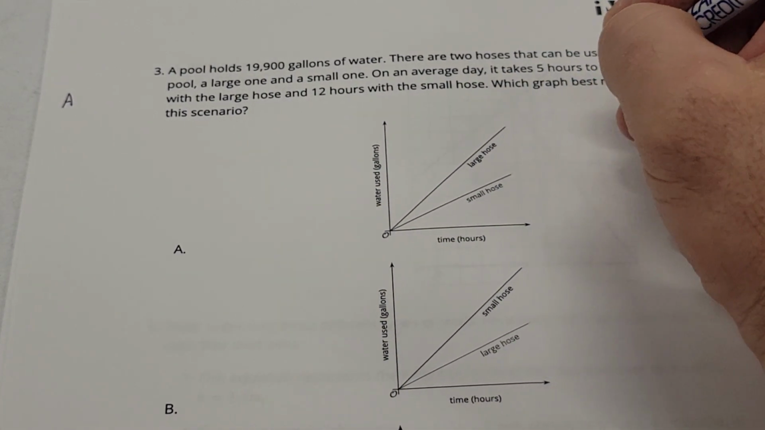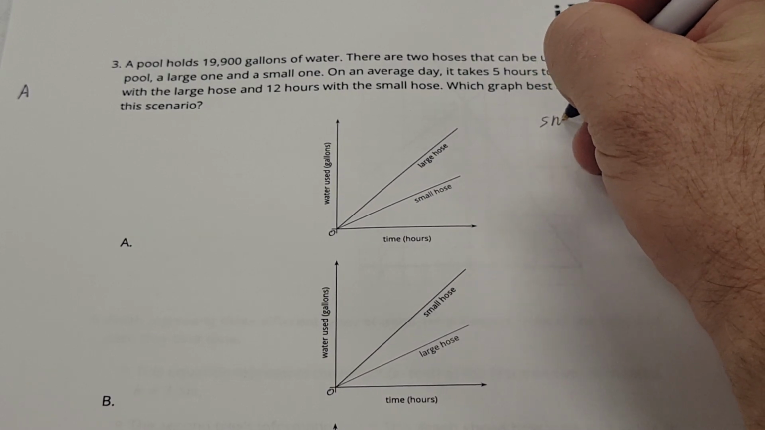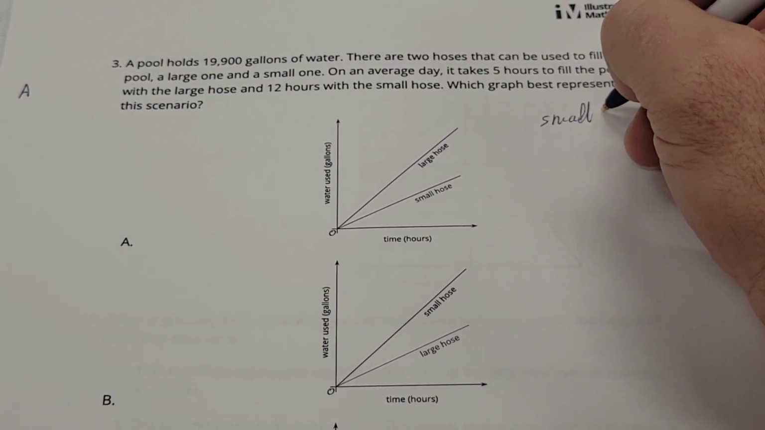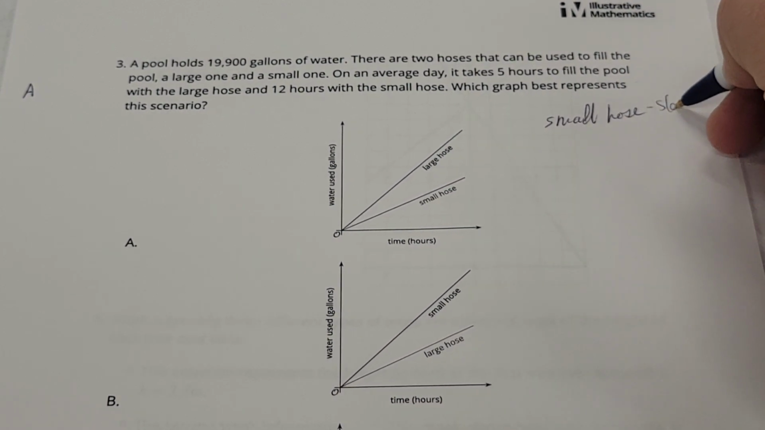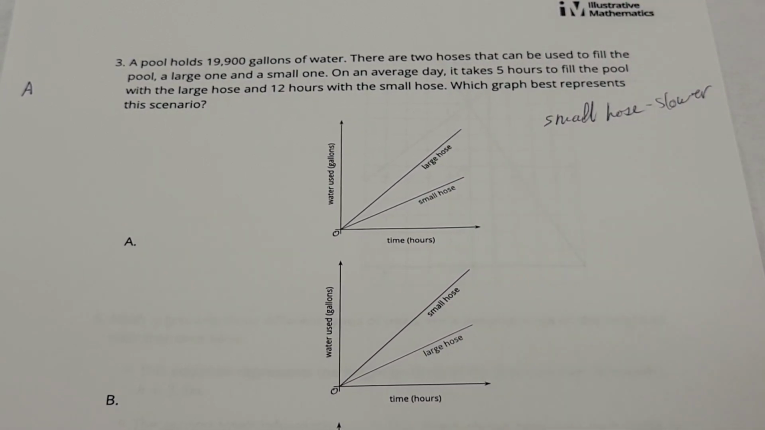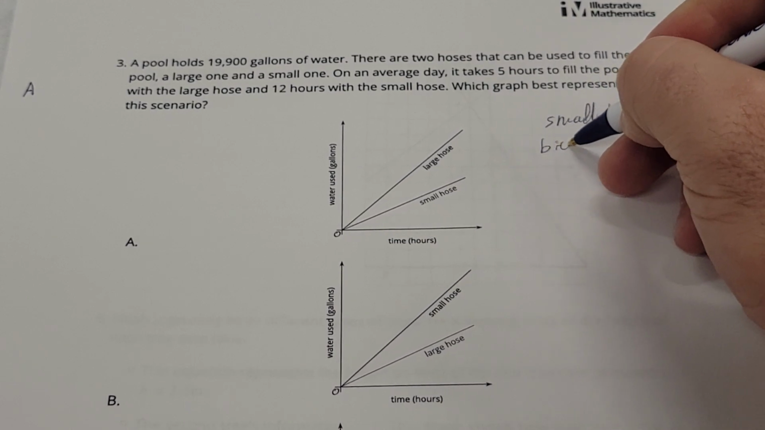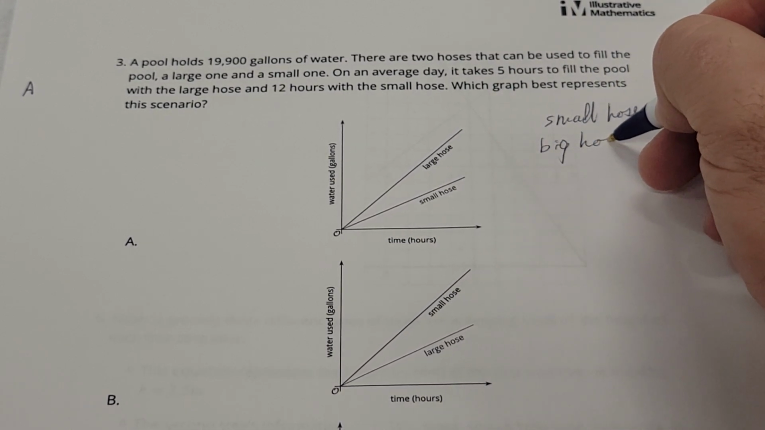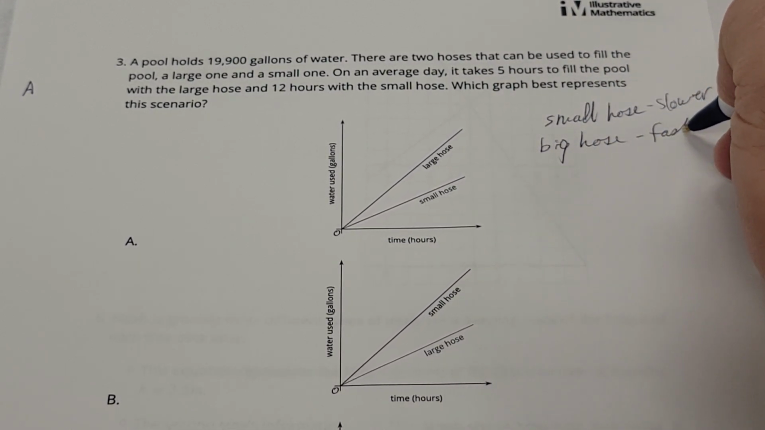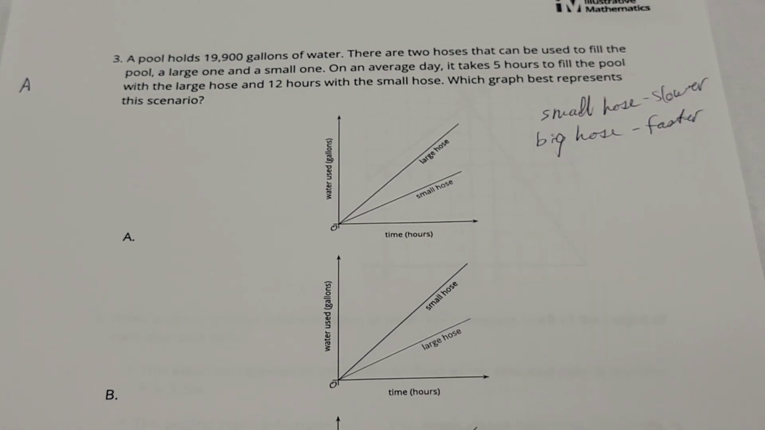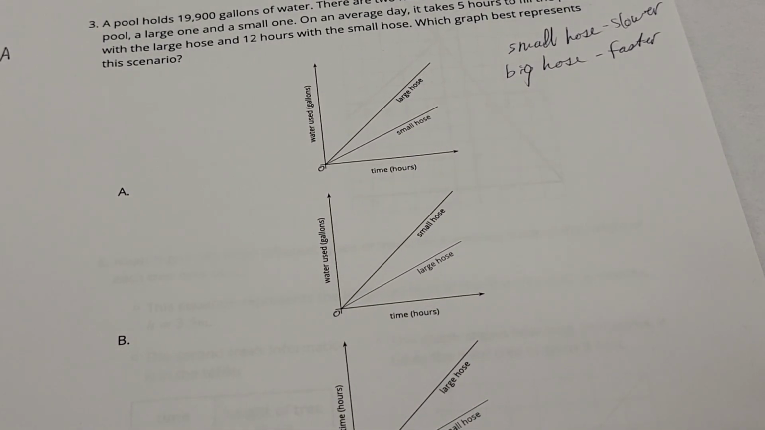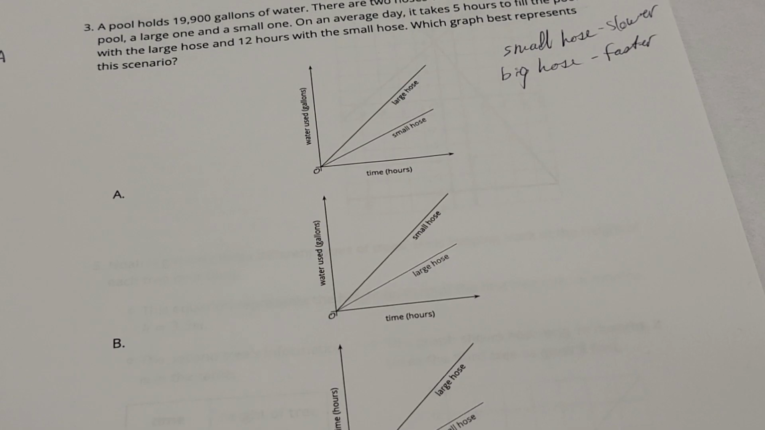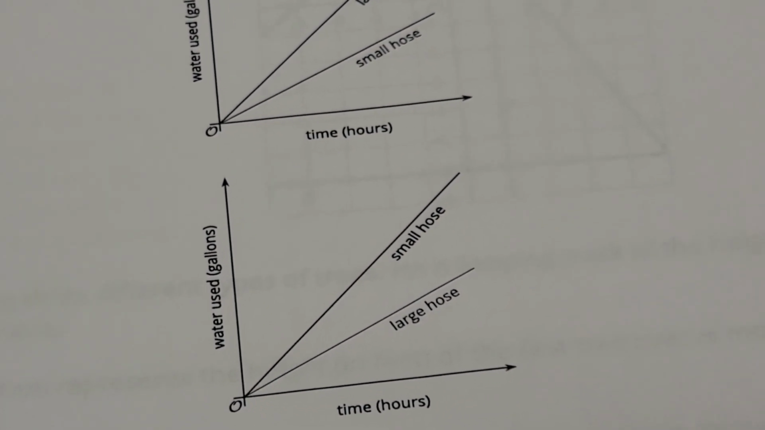Just for some sketching and jotting down some information, the small hose is slower, which makes sense, and the big hose is faster, which makes sense. So I have to be looking at some paces or speeds on here. I'm looking for what would represent faster or slower. So I'm going to zoom in a little bit here.